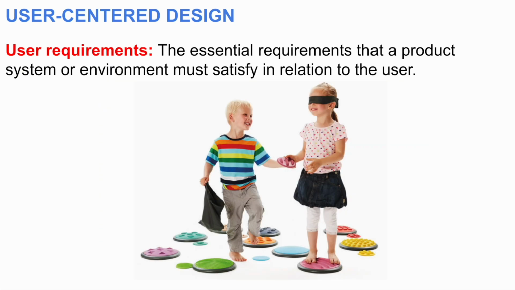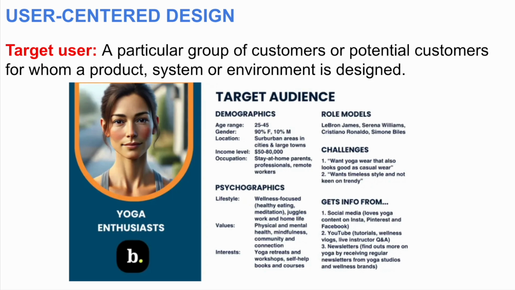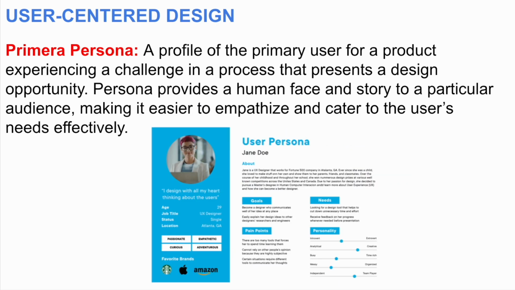You have to understand the user requirements, the essential requirements that a product, system, or environment must satisfy in relation to the users. The user population, this is a range of users for a particular product or system. Your target user, so this is a particular group of customers or potential customers to whom a product, system, or environment is designed. From that, you're going to create something called a primary persona. So this is a profile of a primary user for a product experiencing a challenge in a process that presents a design opportunity. Persona provides a human face and story to a particular audience, making it easier to empathize and cater to the user's needs effectively.